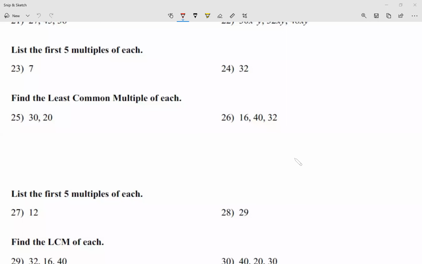All right, so now we're going to move into what we call the multiples, okay? So multiples, the word kind of sounds like multiply, right? And that's basically what it is. The multiple list is a never-ending list.